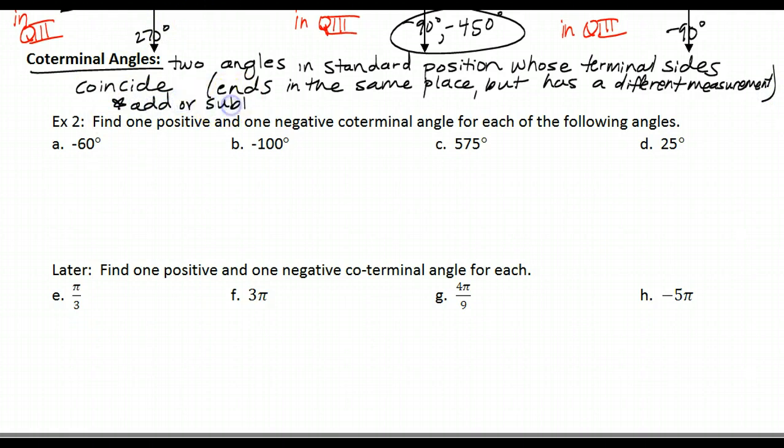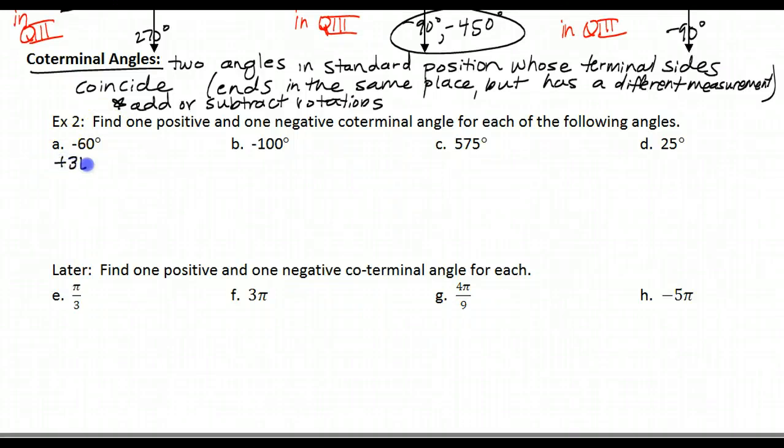And when I am in degree measurement, one rotation is 360 degrees. So when I'm in degree measurement, adding and subtracting revolutions or rotations is just adding and subtracting 360. So let's go for it. And you always do it from your original angle.